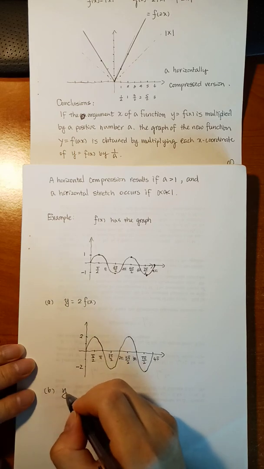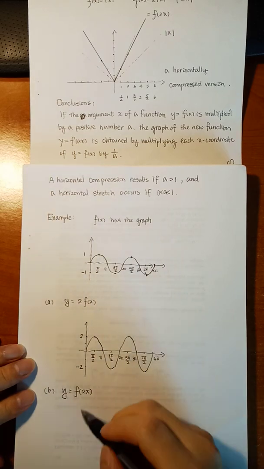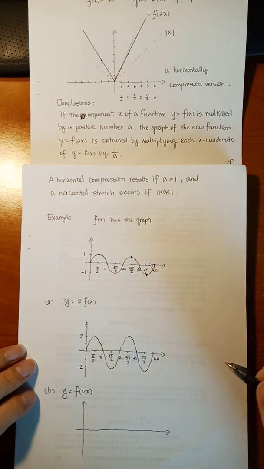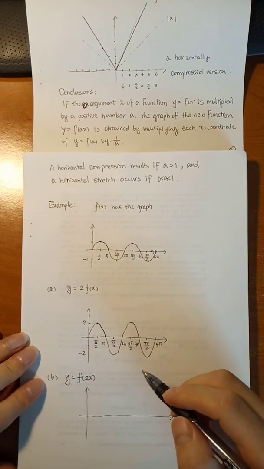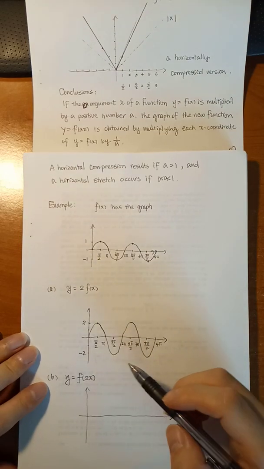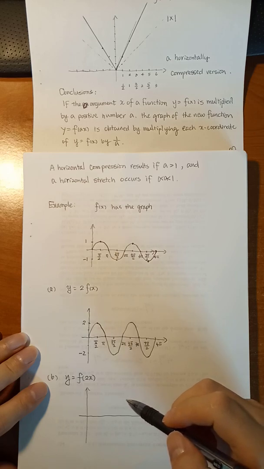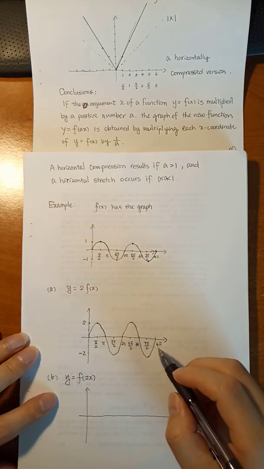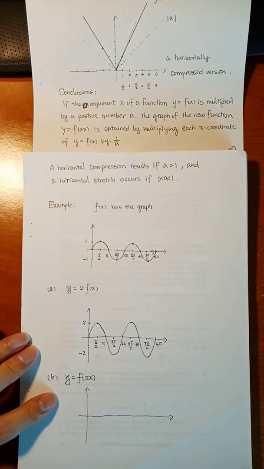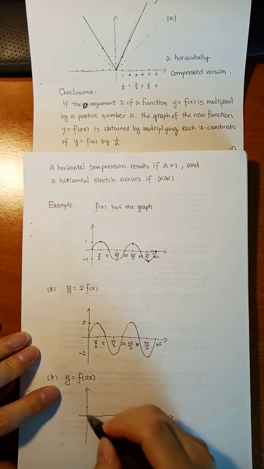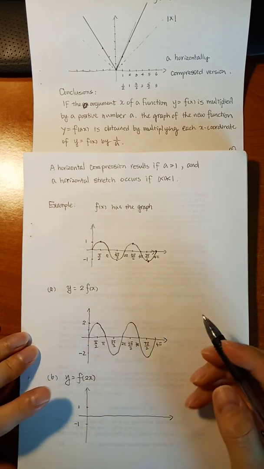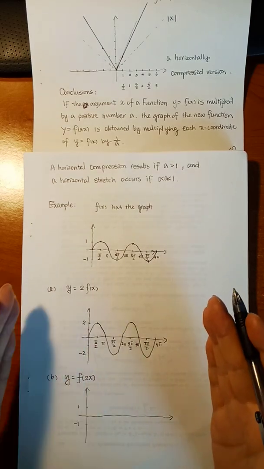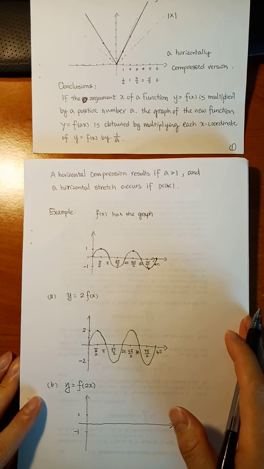B. If we want to sketch this f of 2x, for this f of 2x, the value does not change, so you still have 1, the -1. And then let's see here. This is 2, so the x coordinate is compressed by 2. Multiply x coordinate by 1/2, right? That's what the conclusion says.